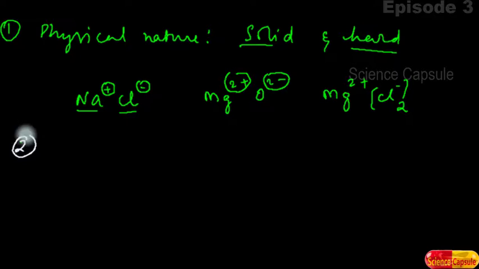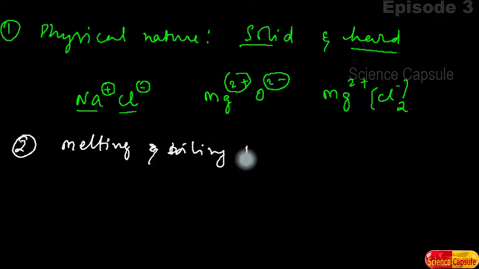The second property of ionic compounds is their melting and boiling points. Dear students, we know that melting point is the temperature at which a solid changes into liquid, and the boiling point is the temperature at which a liquid changes into gaseous state. Generally, the melting and boiling points of ionic compounds are high. This is because more and more energy is required to break the bond that exists between oppositely charged particles.